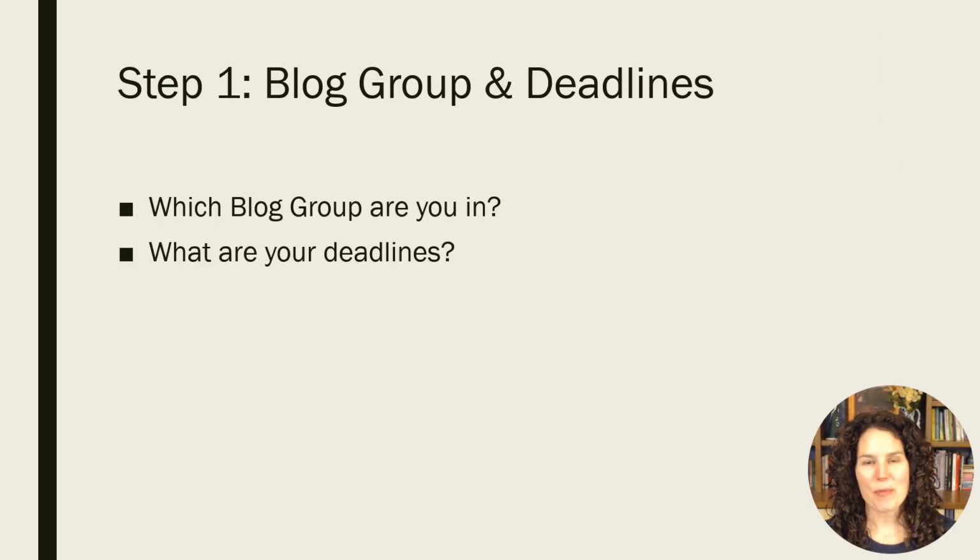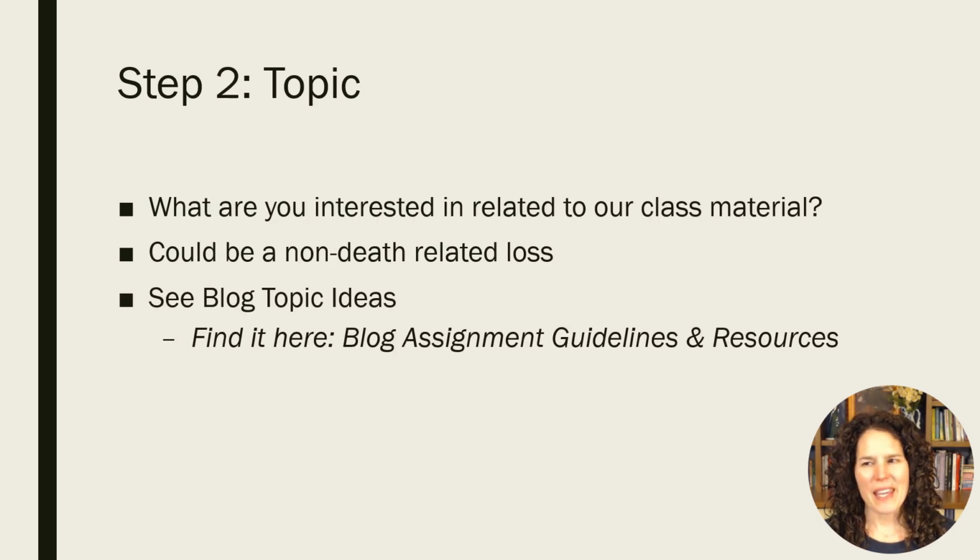Okay, step 1 is just to figure out which blog group you're in. Remember what you signed up for. You can do that by looking under People on Canvas and looking at your discussion group title. It'll say blog group 1 or blog group 2, and then that will orient you to your deadlines, which you can find on Canvas. So you want to be thinking, what are you interested in related to class material, related to death, dying, grief? And there's obviously lots of different subtopics.